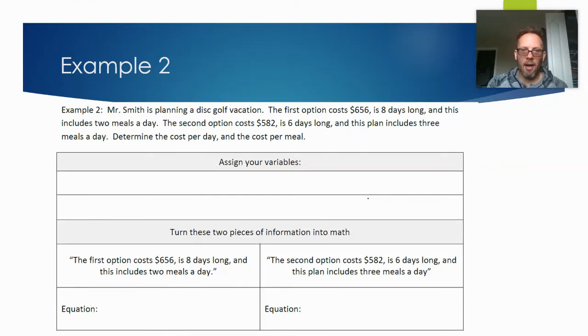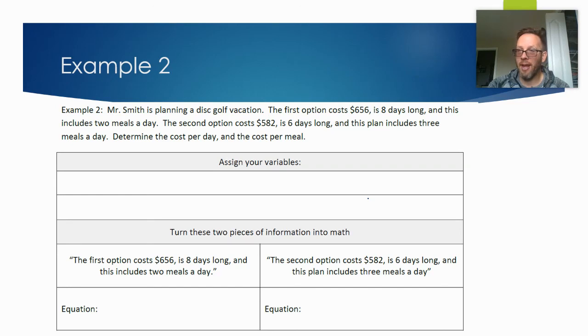In this example, I am planning a disc golf vacation. So the first option costs $656. It's 8 days long, and this includes 2 meals a day. So 8 days plus 2 meals is $656. And the second option is $582. It's less days, but 6 days, but you get more meals a day. So 3 meals a day.